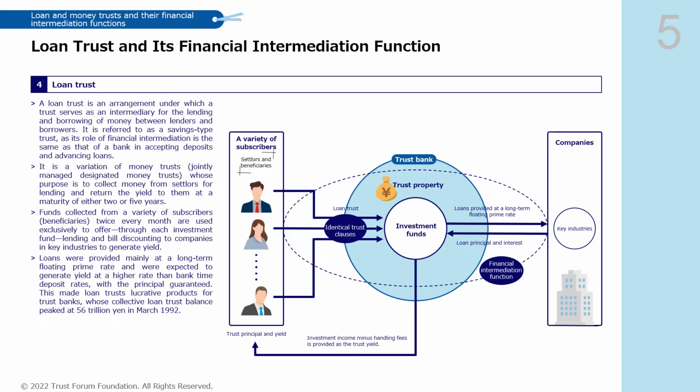Just like time deposits offered by banks, loan trusts are redeemable after 1 year and provide principal guarantee to their beneficiaries. In the early days, funds raised through loan trusts had been lent exclusively to companies in key industries such as power, steel, and coal, before the scope of borrowers expanded to include those in the manufacturing sector, such as chemicals, automobiles, and electrical equipment.